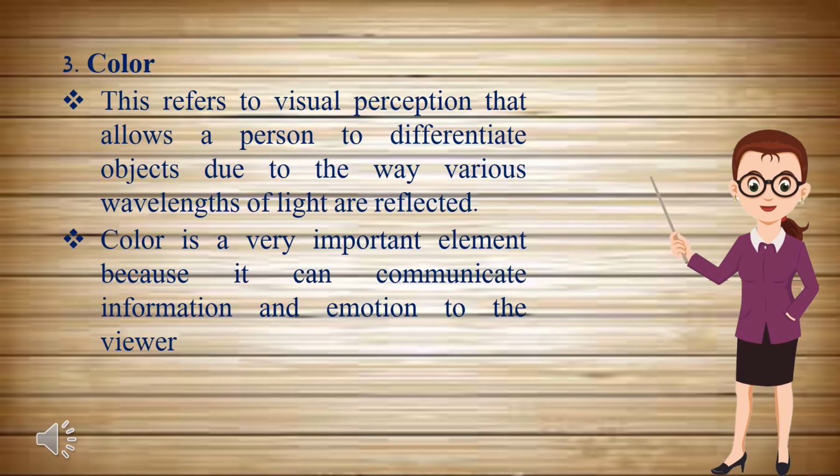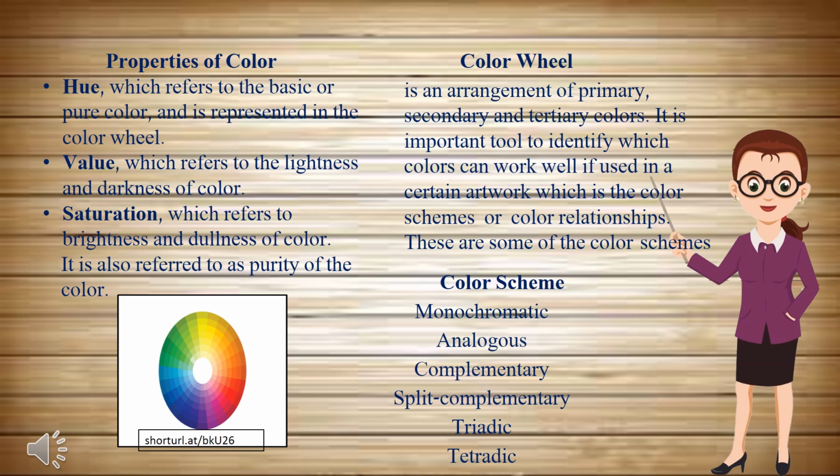Number three is color. Color refers to visual perception that allows a person to differentiate objects due to the way various wavelengths of light are reflected. Color is a very important element because it communicates information and emotion to the viewer. These are the three properties of color. Number one is hue, which refers to the basic or pure color and is represented in the color wheel.